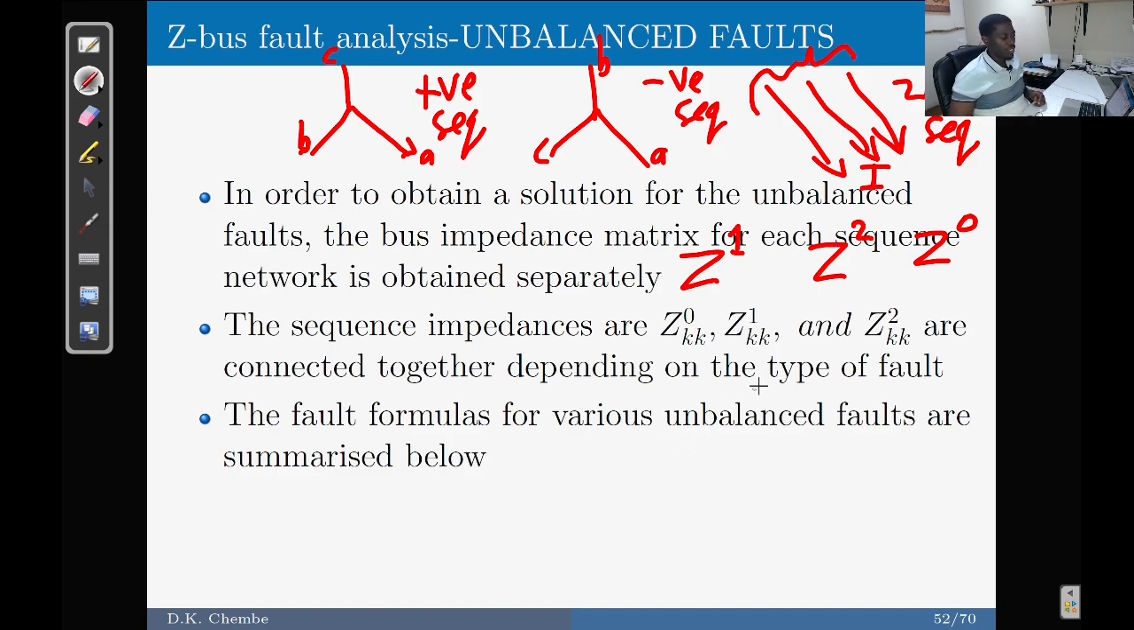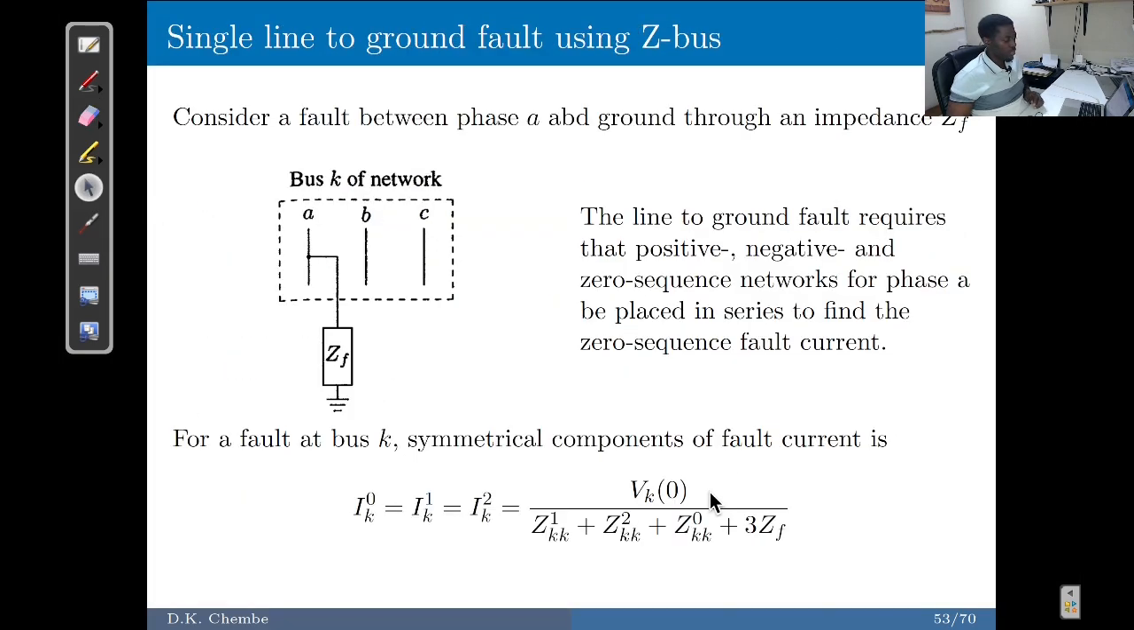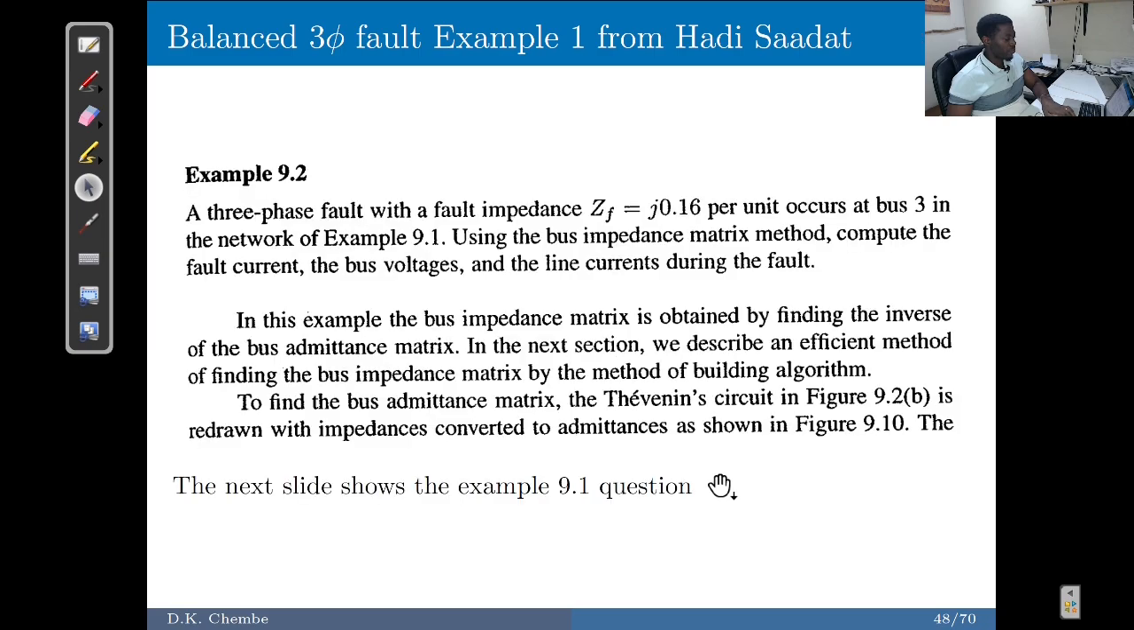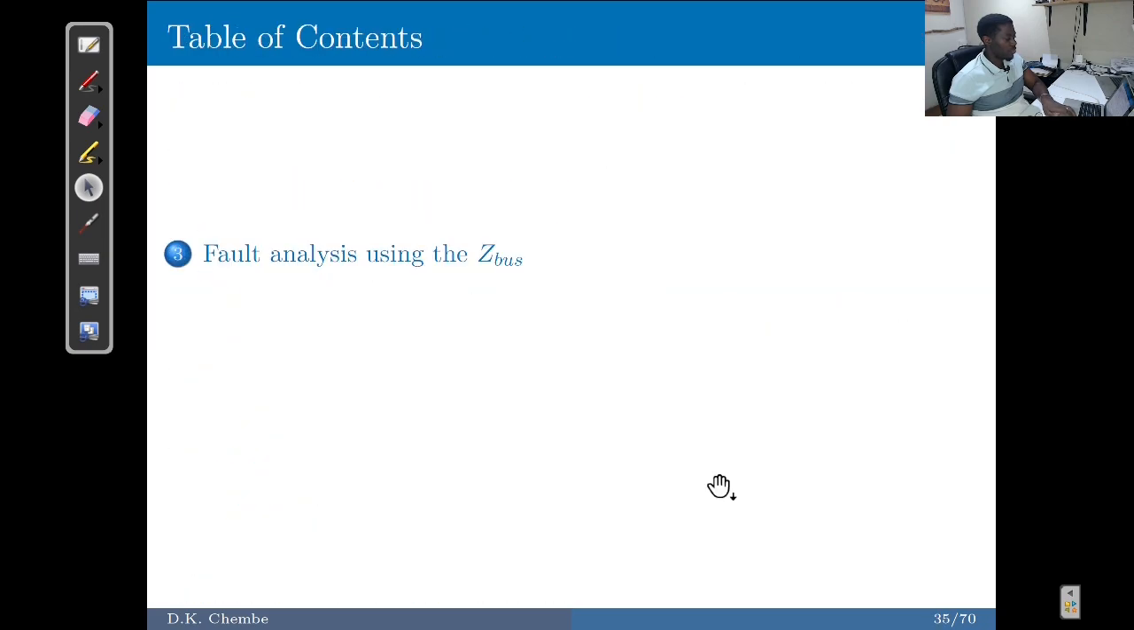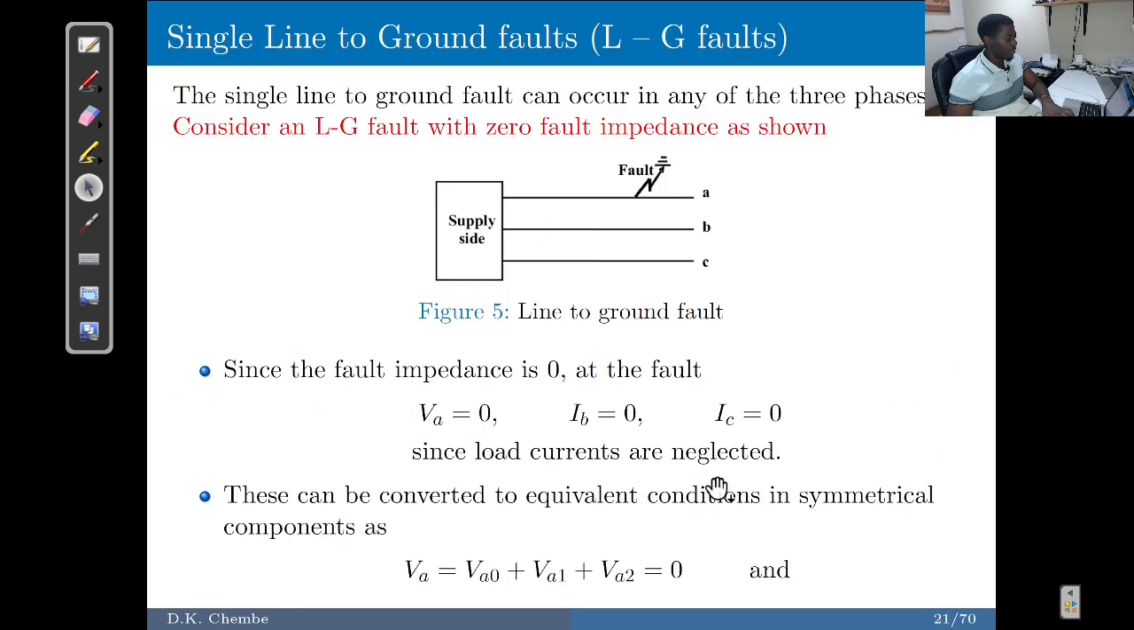And then the connection of the sequence impedances, if you remember, depends on the type of fault. So if you've got a line to ground fault, then you can see how these networks are connected, like we looked at in the previous scenario. So if I can show you quickly how these scenarios are going to be, before I come to the equations, I just want to quickly take you through the behavior of the system.